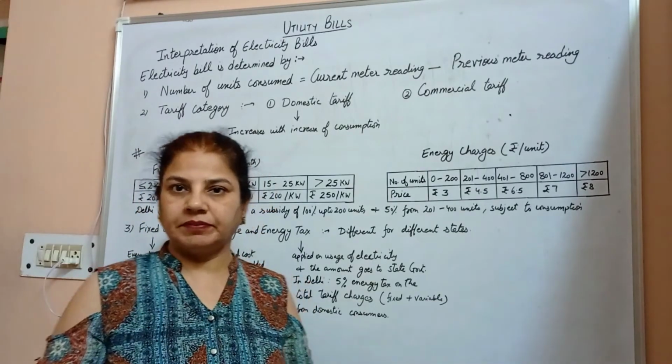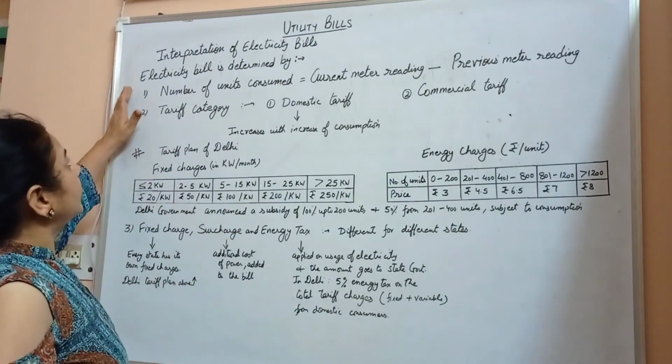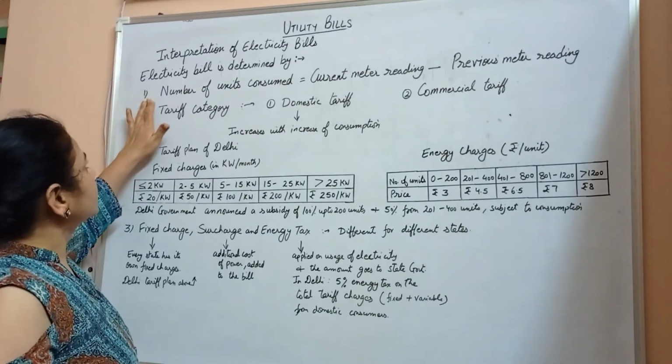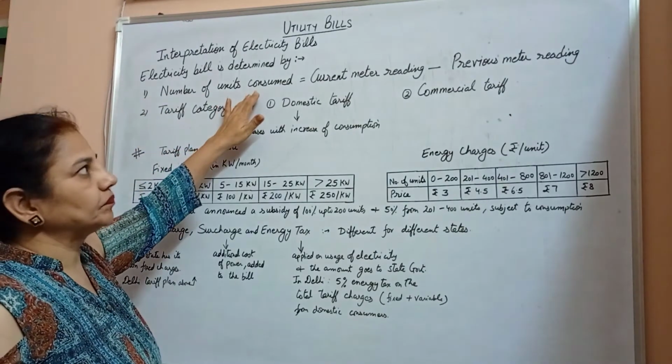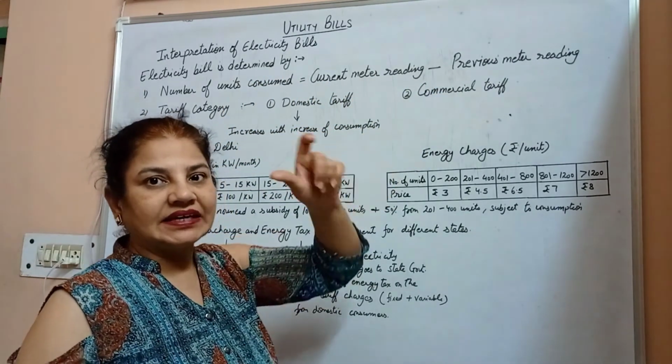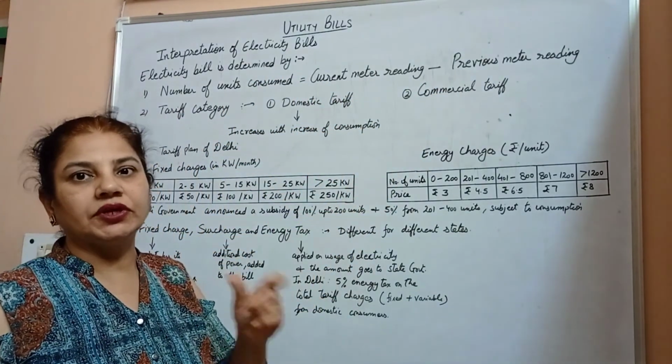Interpretation of the electricity bill. The electricity bill is determined by three elements. First, the number of units consumed. It is the current meter reading minus the previous meter reading. That difference is the number of units used.